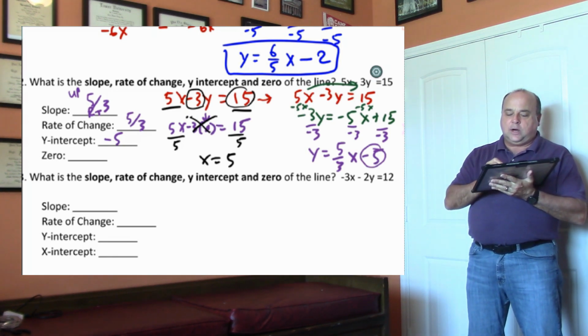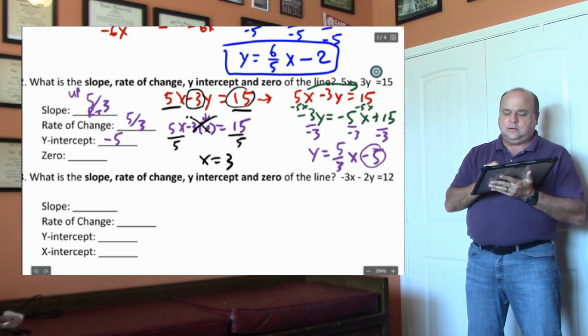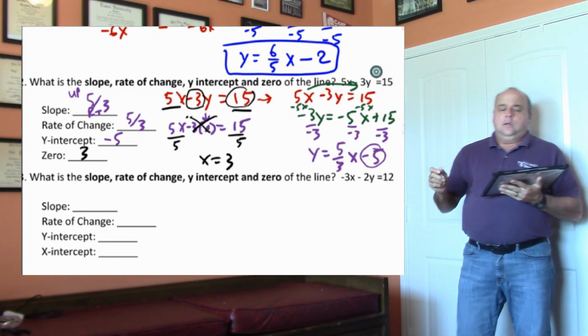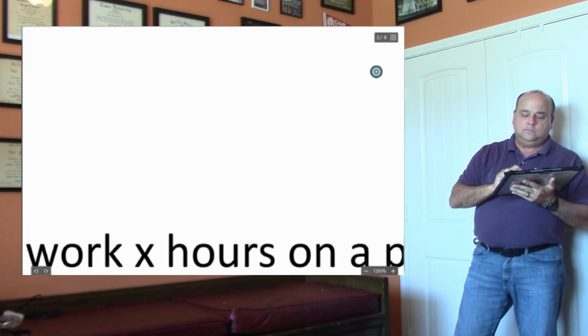So our x-intercept right here will be 15 divided by 5, which is not 5, it's 3. Jiminy crickets. So our x-intercept is 3. Fun, fun, fun. Let's do number 3.